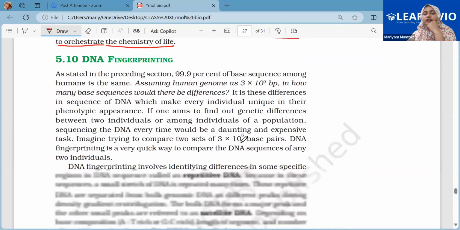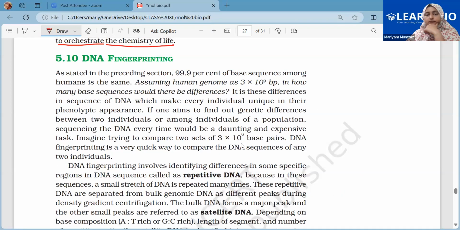Now we'll move on to DNA fingerprinting. 99.9% of base sequence among humans, every single human, is the same. Assuming the human genome has 3 into 10 to the power 9 base pairs. So basically, for all of the humans that exist on the earth, 99.9% of their sequence is the same. But there is a difference, a little difference is there.